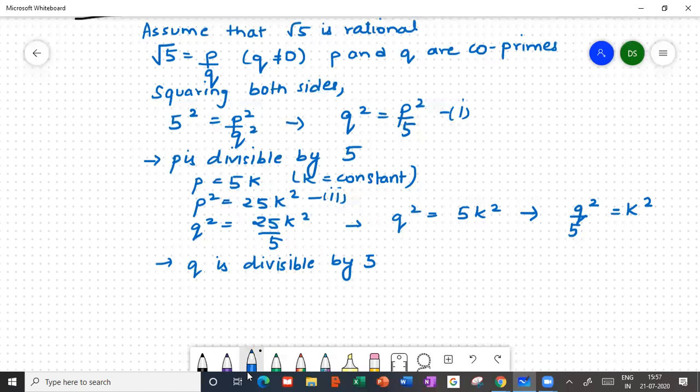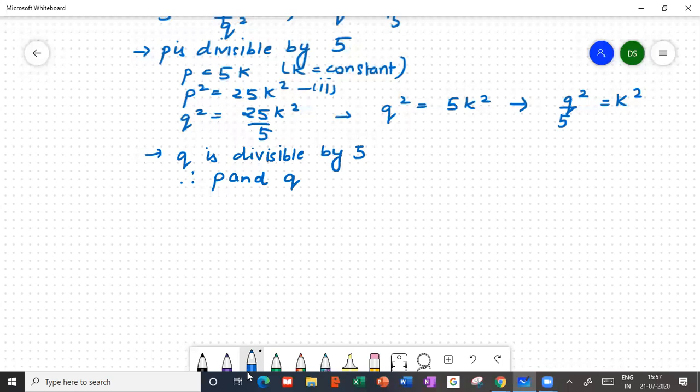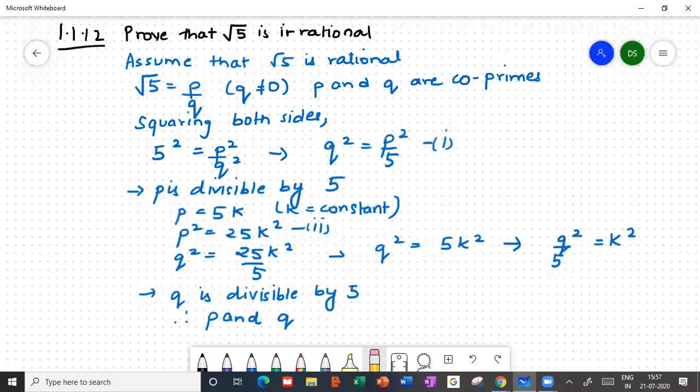Ma'am, where you wrote squaring both sides, shouldn't that be only 5 and not 5 square? Oh yeah, sorry, I actually cleared that mistake and then I don't know how it came back again. Yes, it will be only 5.